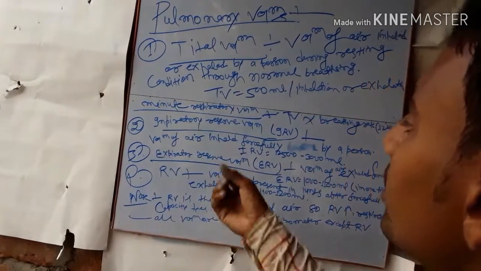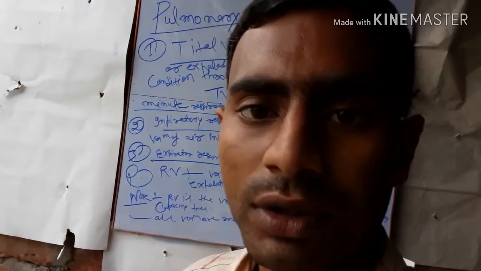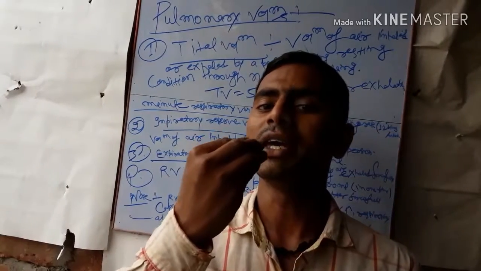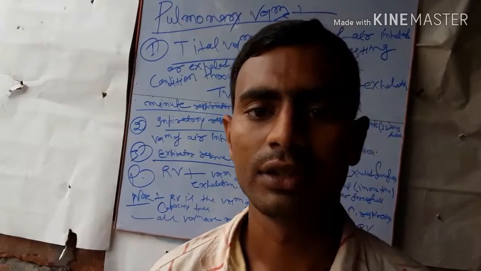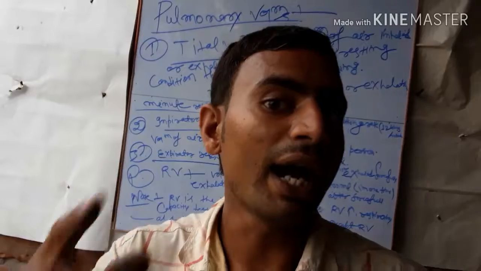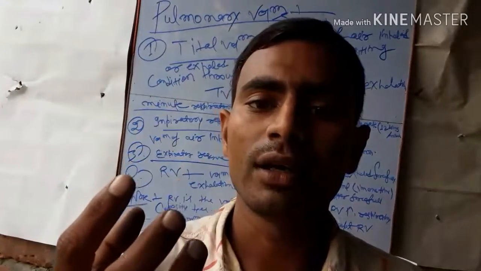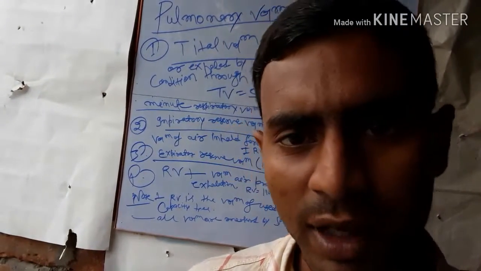Second point is the minute respiratory volume. Tidal volume is 500 milliliter in one respiration, not in the minute. So what is the minute respiration? In one breath, we take air inside and remove air outside, that is 500 milliliter. And in 1 minute, we breathe about 12 times.